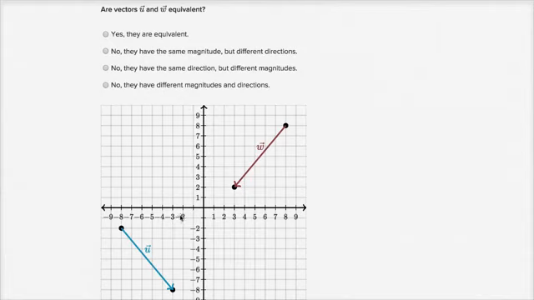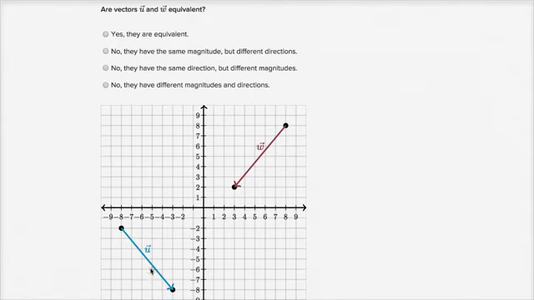I have some example problems here from our equivalent vectors exercise on Khan Academy. So let's go through these. And like always, pause the video and see if you could work through them on your own. So this first one, it says, are vectors u and vector w equivalent?